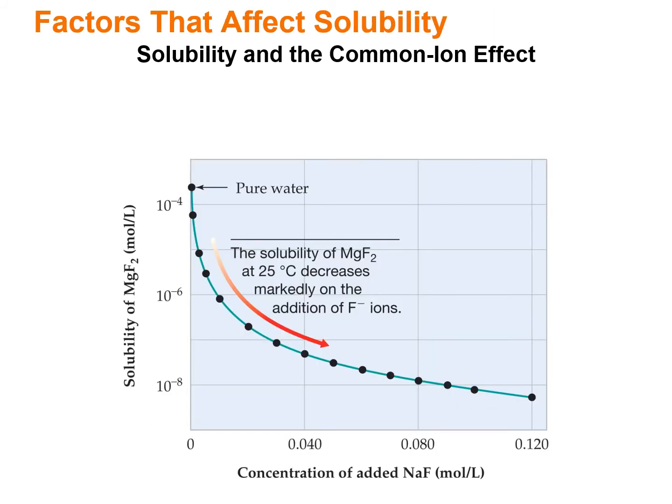Here's an example of the solubility of magnesium fluoride as we add more and more sodium fluoride. And what you'll notice is as we go up to even 0.12 molar of the sodium fluoride, it drops 4 orders of magnitude in solubility. So it decreases quite substantially as a result of the presence of that fluoride.